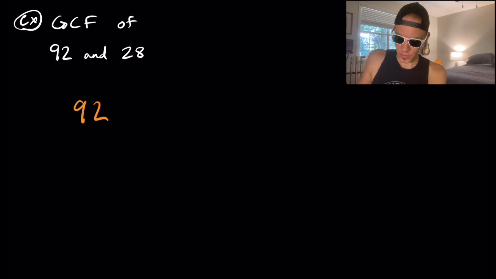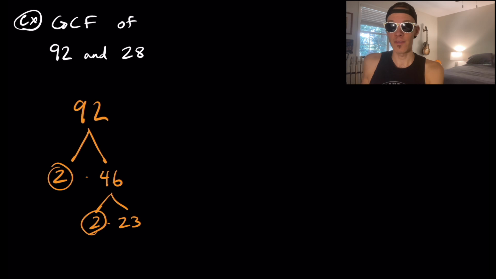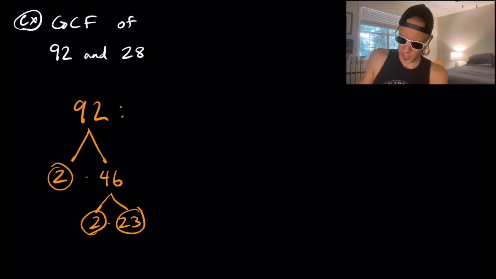So let's take 92. I know that's an even number, so that's going to be 2 times 46 is 92. So there's our prime number. 46 is also an even number, so that's going to be 2 times 23. 2 is a prime number. 23 can't be divided down any further by anything, so that's also a prime number. So the prime factorization of 92 is 2 times 2 times 23.